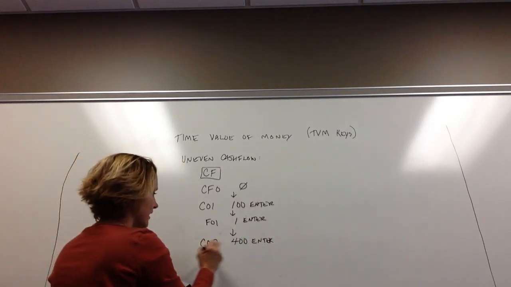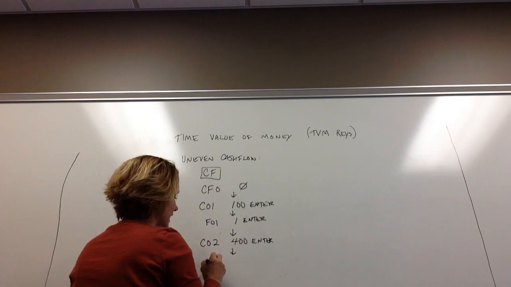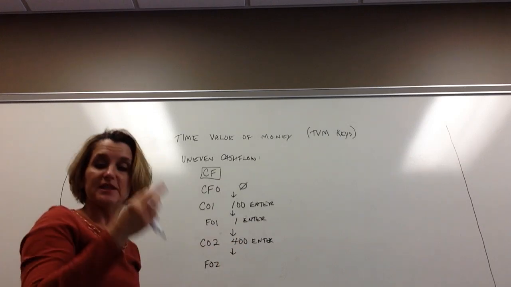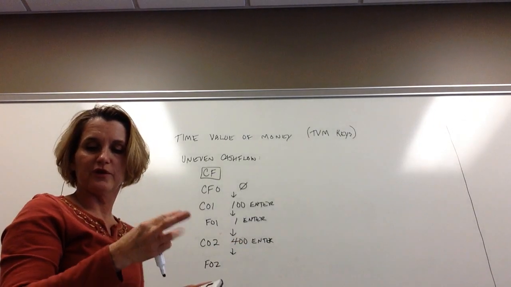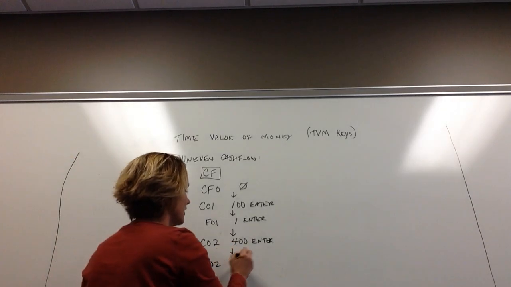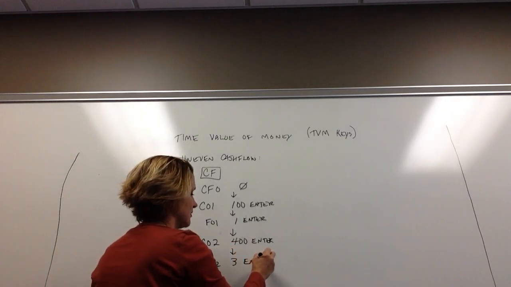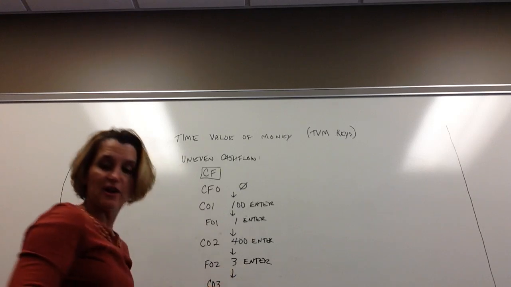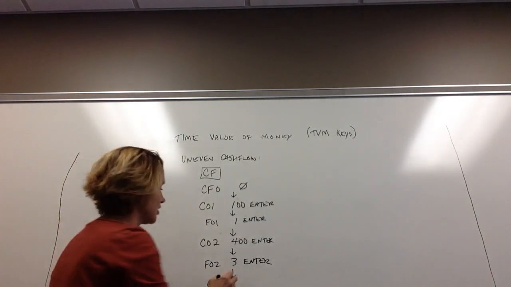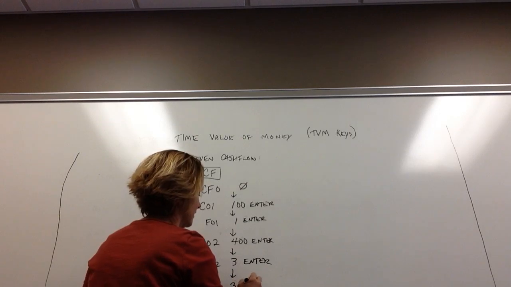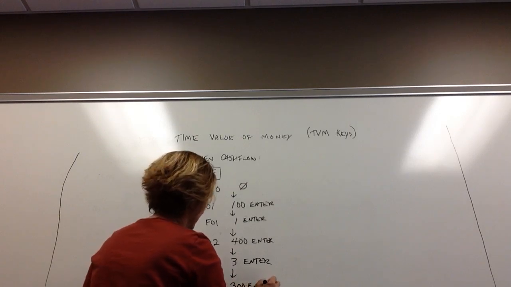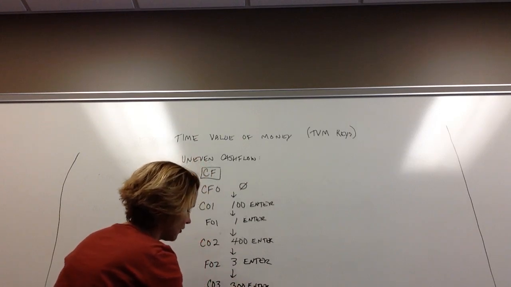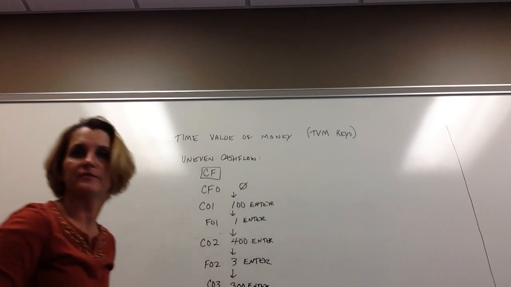And then arrow down. And then in this example, the frequency is 3. We get it in years 2, year 3, and year 4. So we'll put in a 3 and push enter. And then we arrow down. And then our last and final cash flow is 300. And then that is also a frequency of 1.